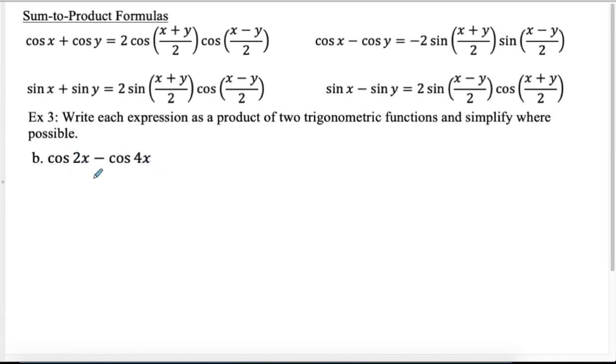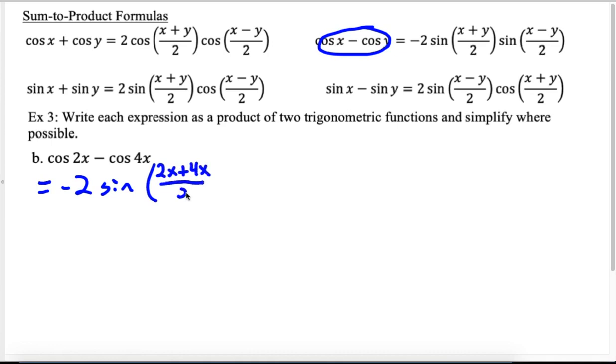Right? So this one, cosine of some angle minus cosine of a different angle, fits this one up here. Okay? So we can say this is equal to negative 2 times the sine of the first angle plus the second angle, so 2x plus 4x all over 2, times the sine of their difference. So 2x minus 4x over 2.